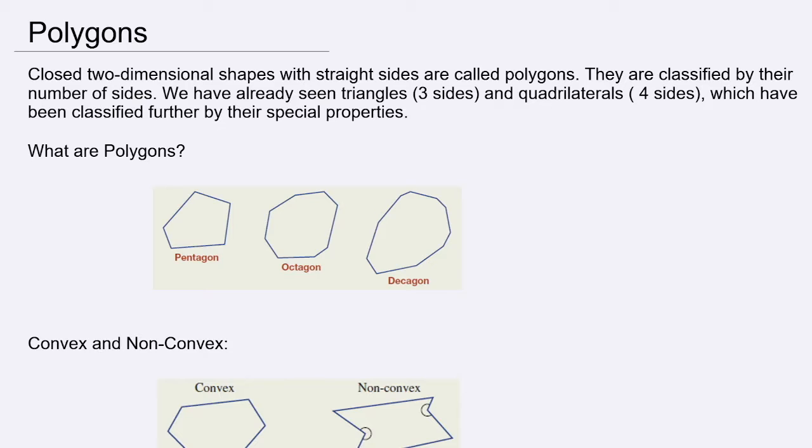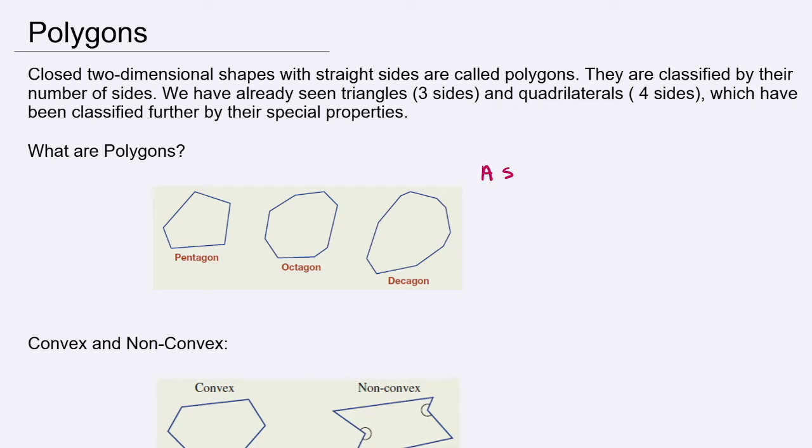This video in the geometric figures series is all about polygons. Now, polygons are simply shapes with straight sides. They're two-dimensional shapes with straight sides. That is all a polygon is.